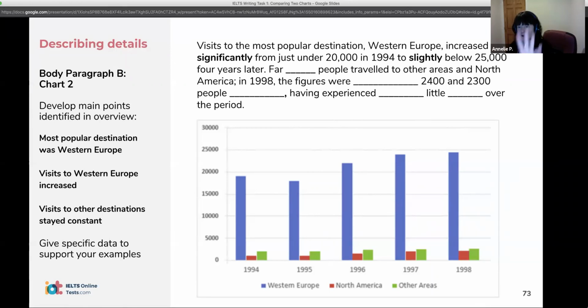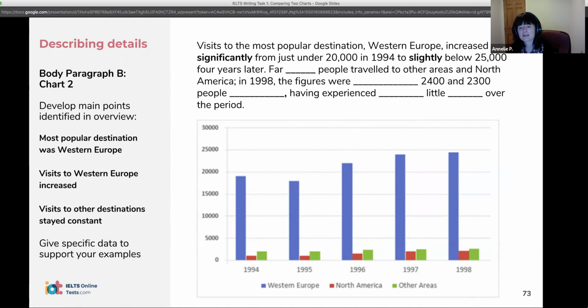Okay, then we're going to start talking about the other ones. So we're again making a comparison between the very large numbers for Western Europe. If we compare far, it's the other way around. So we've got big numbers for Western Europe, but if we look at other areas in North America, the numbers are far. Think about countable and uncountable here.